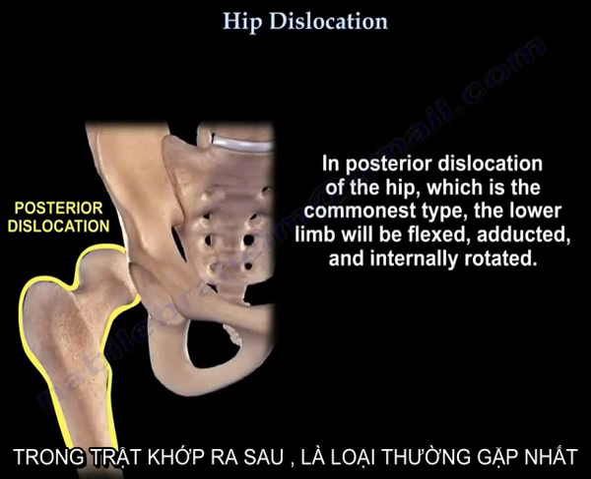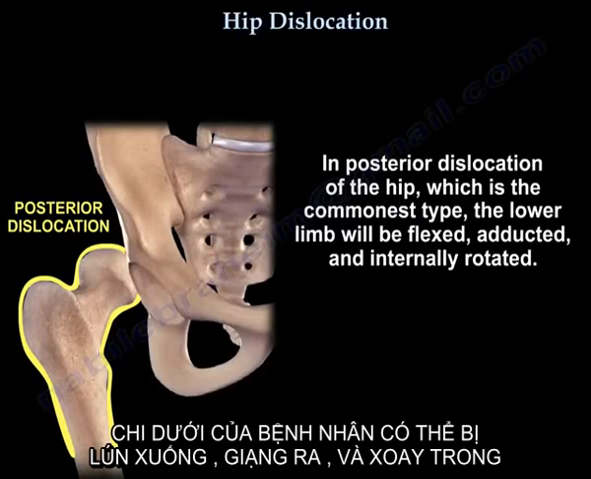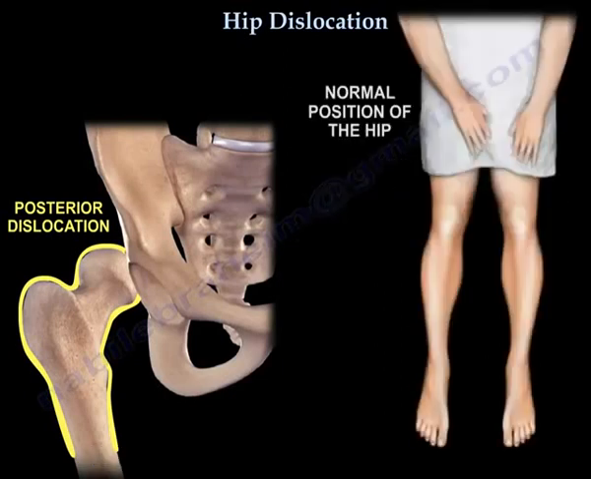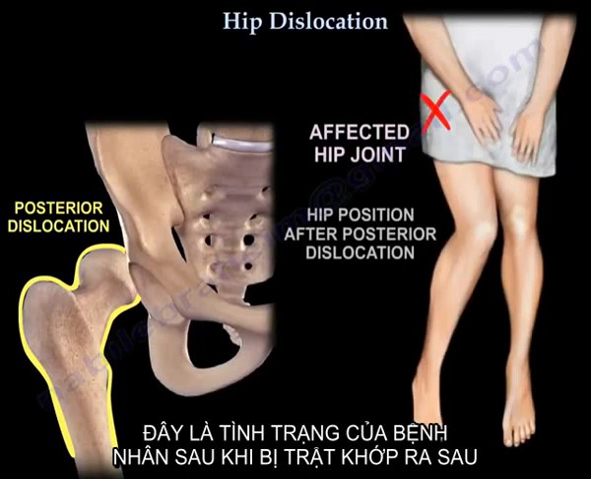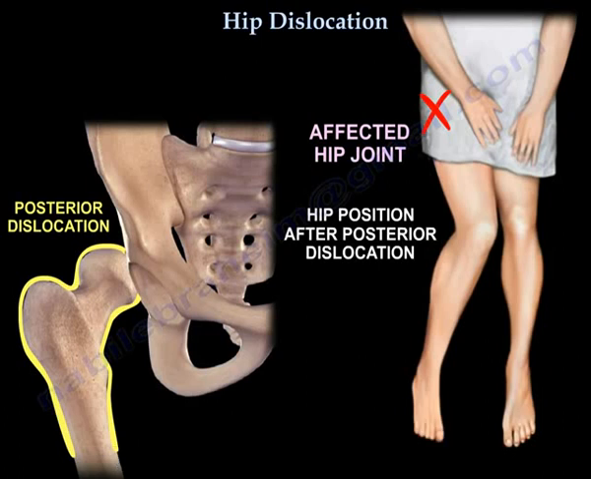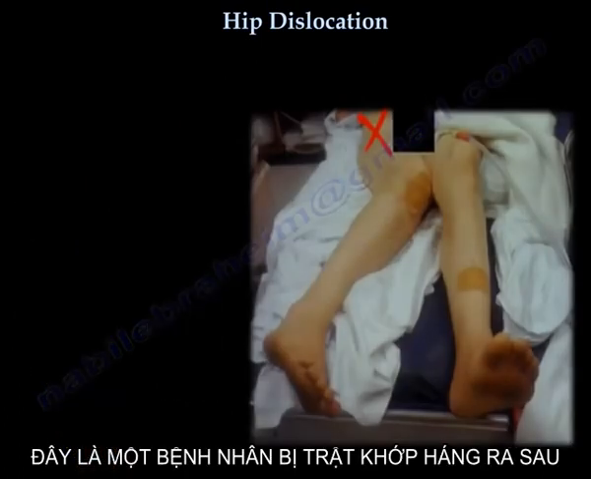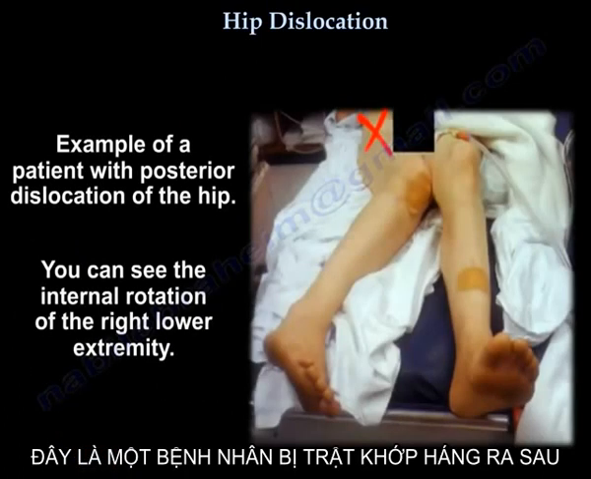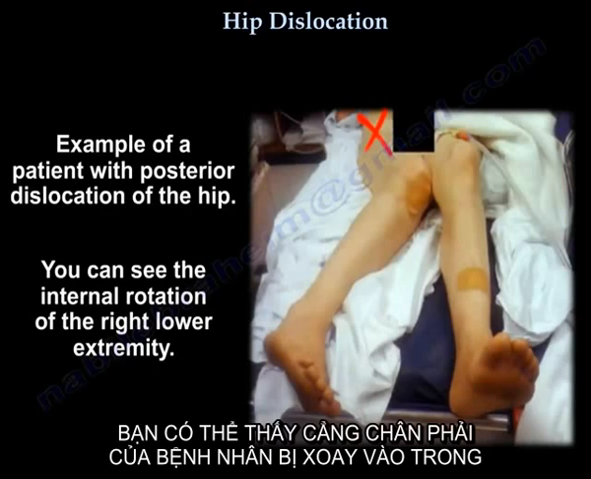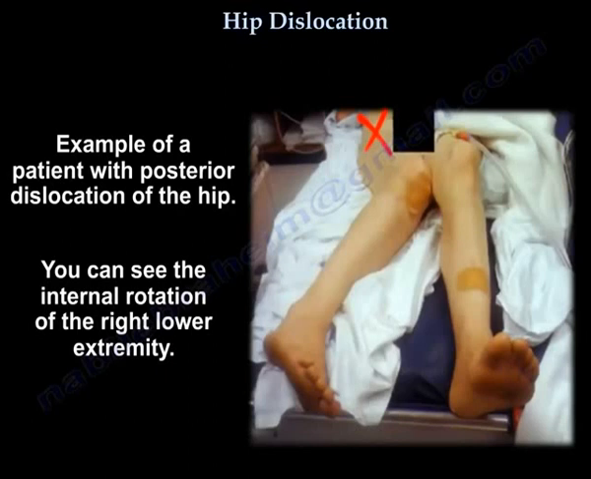In posterior dislocation of the hip, which is the commonest type, the lower limb will be flexed, adducted, and internally rotated. Here is a normal position of the hip. Here is the position of the hip after posterior dislocation. Here is a patient with posterior dislocation of the hip. You can see the internal rotation of the right lower extremity.